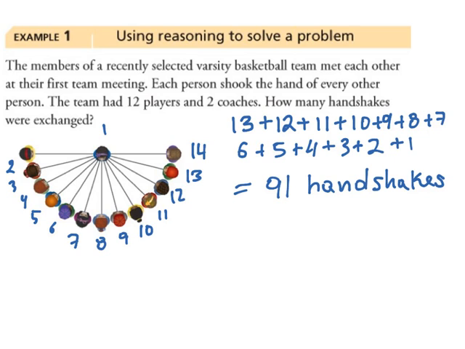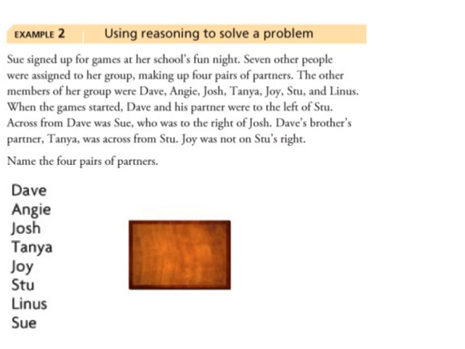Let's take a look at one more example. Sue signed up for games at her school's fun night. 7 other people were assigned to her group, making up 4 pairs of partners. The other members of her group were Dave, Angie, Josh, Tanya, Joy, Stu, and Linus. When the game started, Dave and his partner were to the left of Stu. Across from Dave was Sue, who was to the right of Josh. Dave's brother's partner, Tanya, was across from Stu, and Joy was not on Stu's right. Name the 4 pairs of partners.